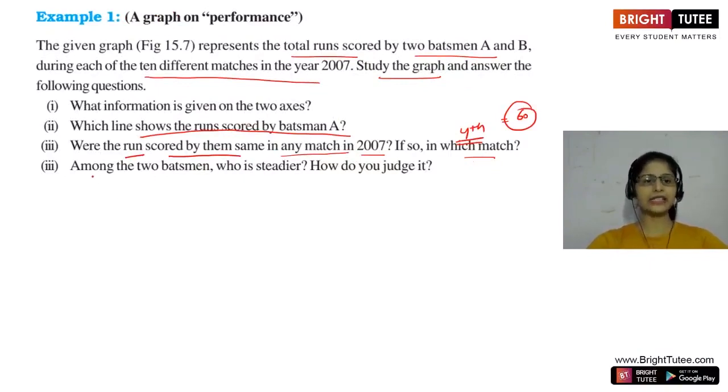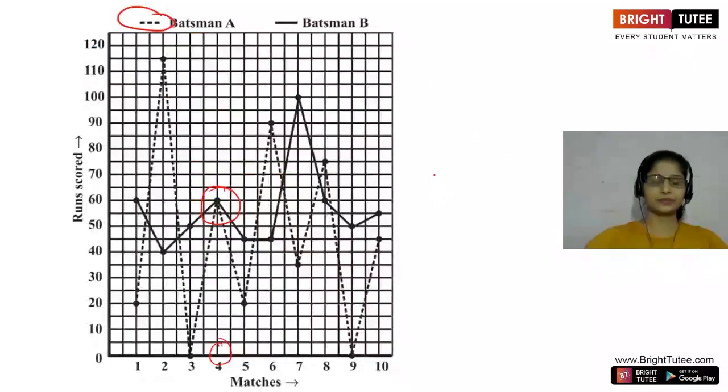Clear? The next is, among the two batsmen, who is steadier and how do you judge it? So you see here, look carefully. For batsman A, yes, batsman A has scored the highest runs, right? He has scored the highest runs, like it has the highest peak here.